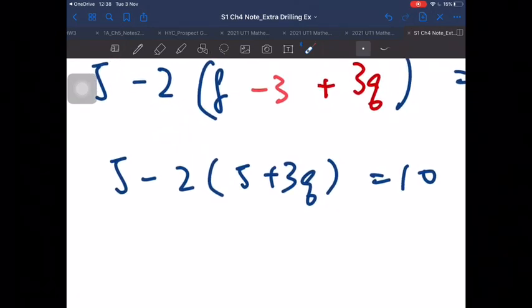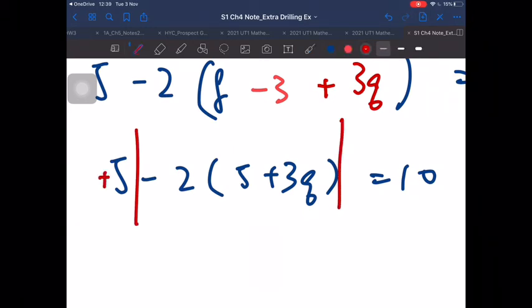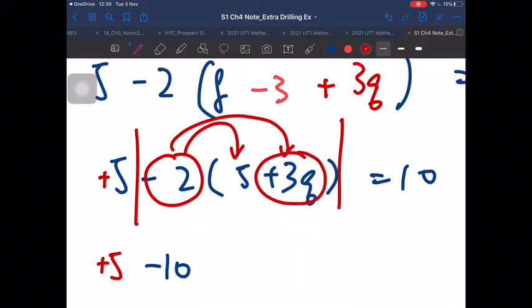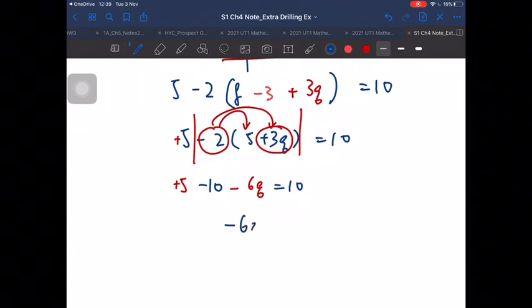So next, how many terms for the left hand side? Just like what we have done for the first few questions. You find that there are 2 terms. Keep writing this positive 5 and then -2 times 5. That means -10. -2 times positive 3q. Positive should be negative. And then 2 times 3 should be 6q. So equal to 10. And then group the like terms.